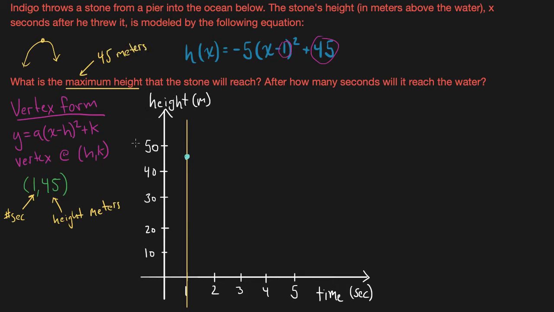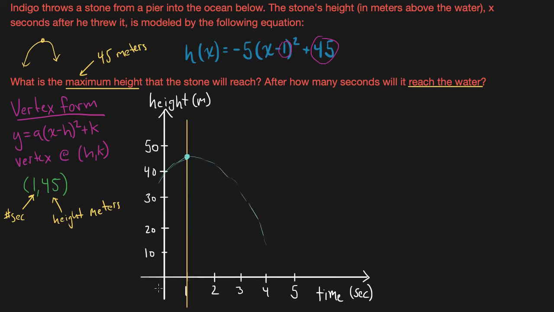45 meters. So the next thing that we need to figure out is after how many seconds will the stone reach the water? You can imagine that we have some y-intercept, that we'll calculate what that is. And as time goes forward, the stone is going up, it reaches its vertex, and then it's going back down again.